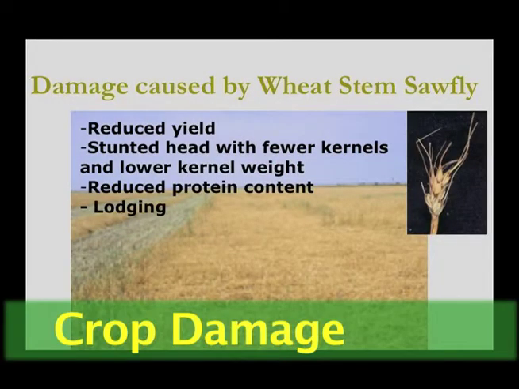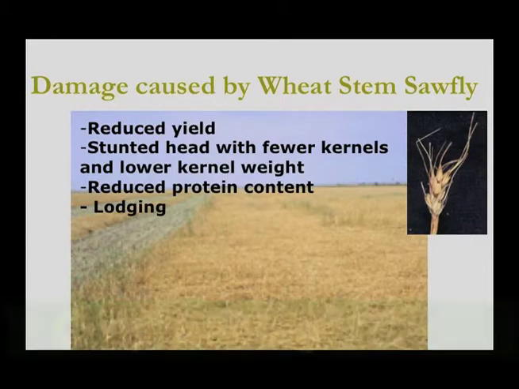The wheat stem sawfly is only damaging in the larval stage. Adults do not harm the plant. The loss to the crop is due to the combination of sawfly larval feeding and lodging. Damage from the feeding inside the stem can reduce yields by 10 to 20%. Both the kernel number and weight are reduced, while protein percent drops slightly.